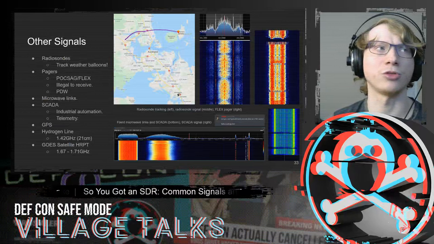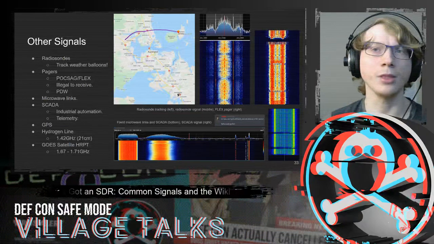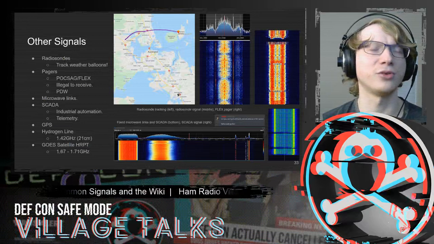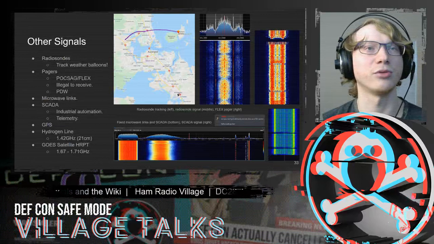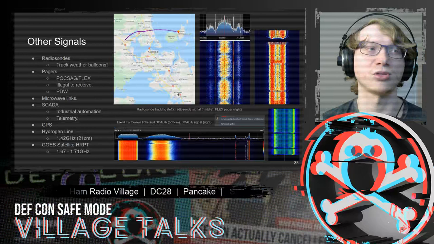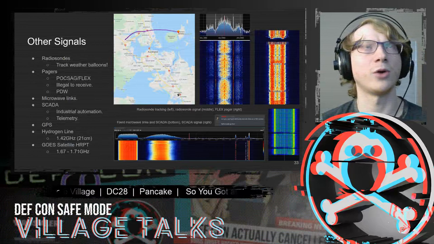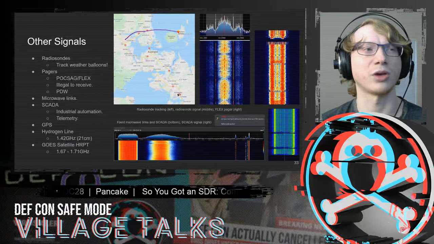SCADA is another thing, which is used for industrial automation and telemetry. They just kind of stick random data in there, and it gets modulated. GPS signals start at about 1.2 gigahertz and go to 1.3 gigahertz, for the normal GPS signal. Unfortunately, the wiki currently does not have an image of GPS. If you can get a GPS signal, please add it to the wiki. But there's also the one at 1.5 gigahertz, which is another type of GPS signal.